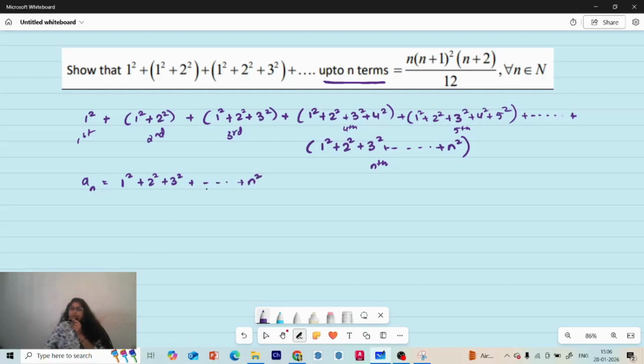Now do you remember this? We solved it in class 10. Okay, there's a formula that you can directly apply. Okay, it is n into n plus 1 into 2n plus 1, okay, by 6. Okay, so nth term manamu ee format lo raseskuntam.